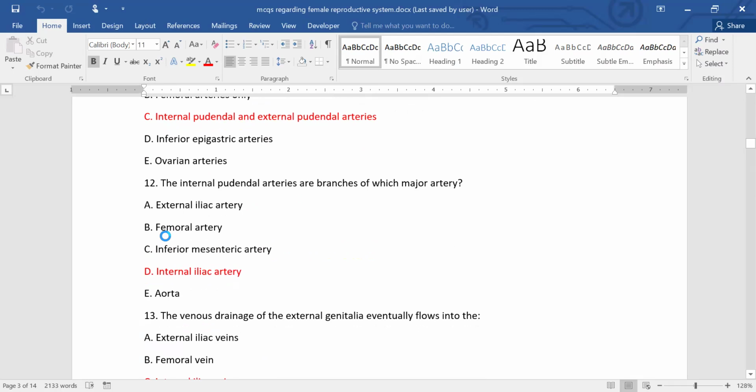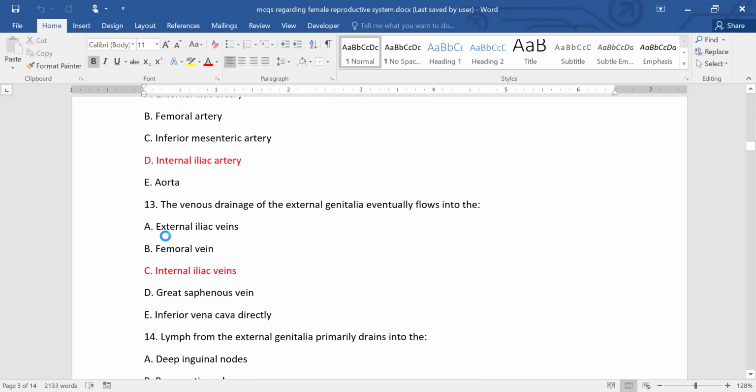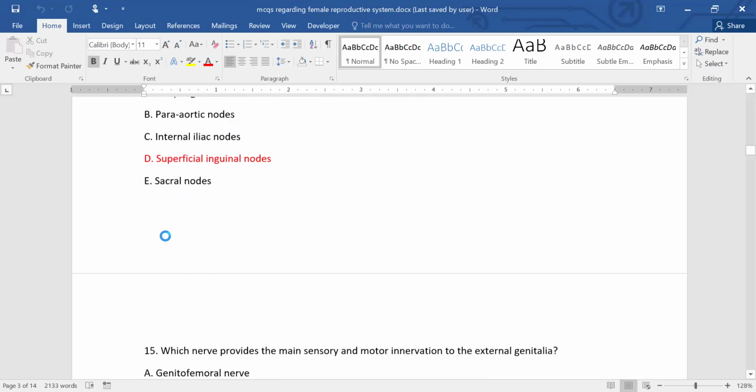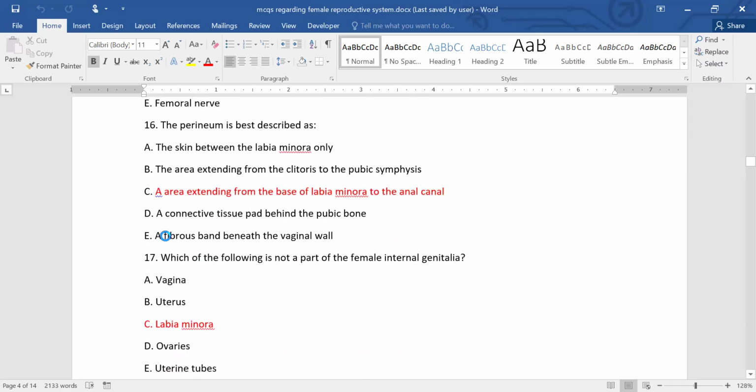Internal pudendal arteries are branches of which major artery? It is the internal iliac artery. Venous drainage of the external genitalia eventually flows into the internal iliac veins. Lymph from the external genitalia primarily drains to the superficial inguinal lymph nodes. Which nerve provides the main sensory and motor innervation to the external genitalia? It is the pudendal nerve. Perineum is best described as an area extending between the base of the labia minora to the anal canal.